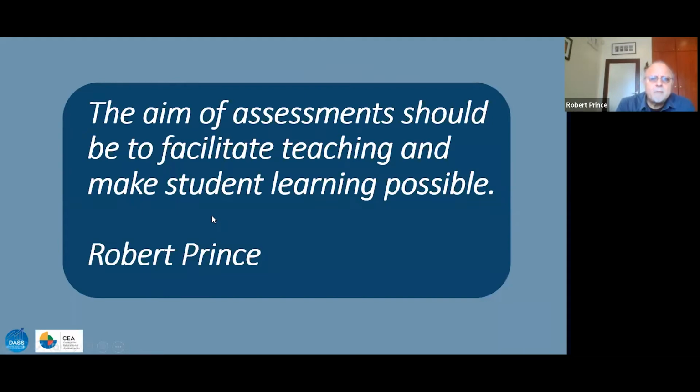I am of the opinion that the aim of assessments should be to facilitate teaching and make student learning possible. If it doesn't actually facilitate learning and teaching, then it misses a huge opportunity. So I would strongly urge us to think about assessments differently if we are not thinking of them as formative in nature. Next slide.